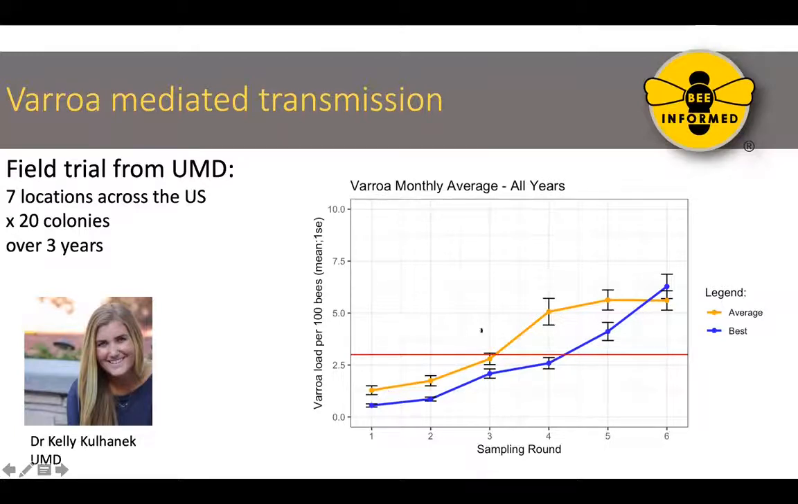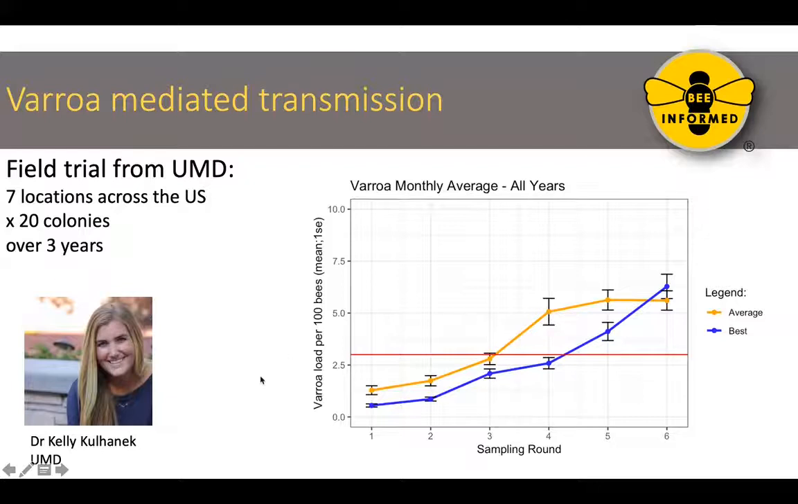However, you can see that throughout the season in the blue line here, you had much lower Varroa loads, and in fact, lower than the threshold for most of the season, compared to the average, which is on the yellow or orange line here, where you have higher Varroa loads throughout the season and going above threshold fairly early in the summertime.